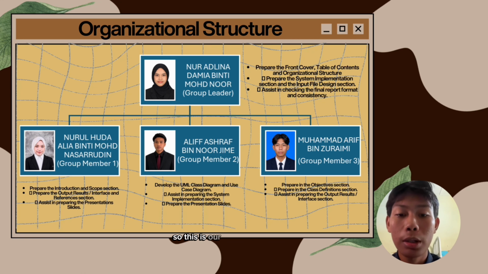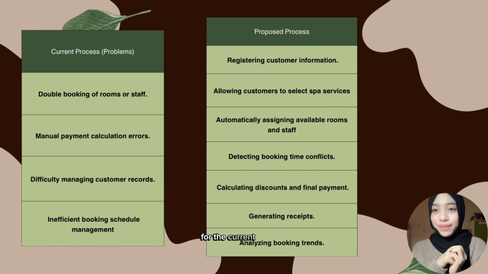Okay, so this is our organizational structure. Nurul Aldrina is our group leader, and Huda, Alif Ashraf, and Muhammad Arif bin Zulmi, which is me, are the group members. For the current process, first, rooms and staff may be double booked.